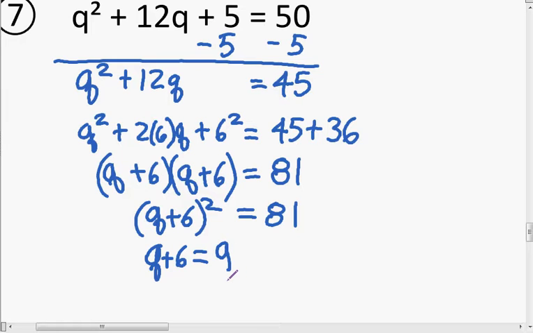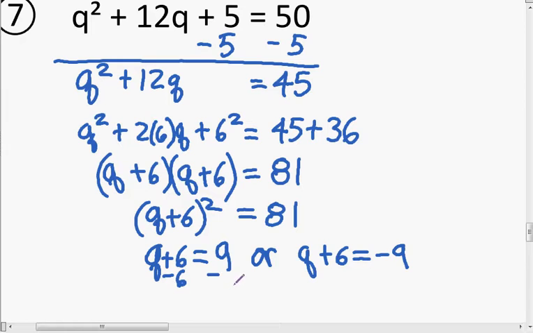But I have to remember, even though the calculator tells me 9, negative 9 works just as well. Negative 9 squared means negative 9 times negative 9. Negative 9 times a negative is a positive 81. q plus 6 could also equal negative 9. I write "or" there to indicate that either one will make the equation true.